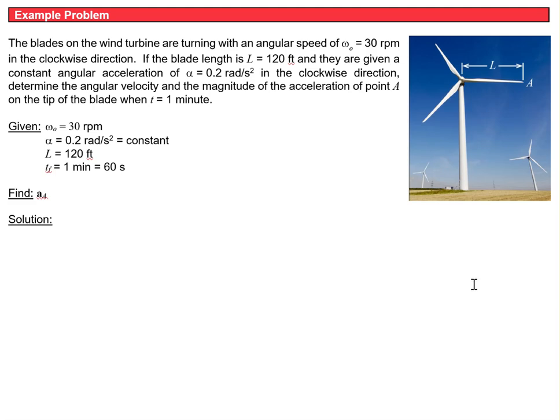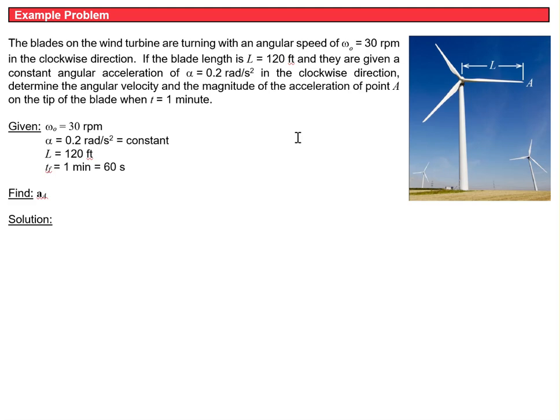All right, so we have the turbine blades. The length of the blade is L, which is 120 feet. We have this point A out at the tip. And initially, these blades are rotating at 30 RPM, but they are accelerating at a constant rate.